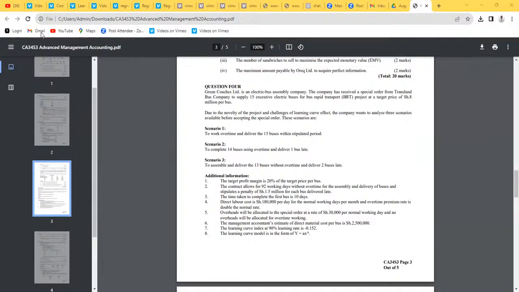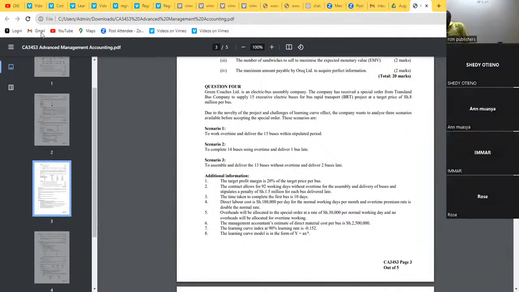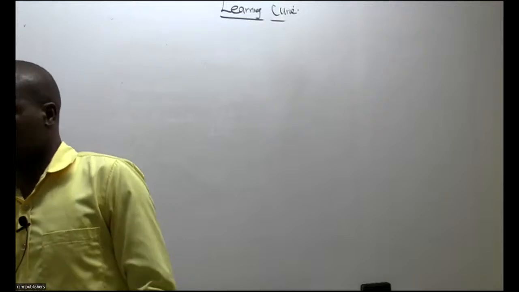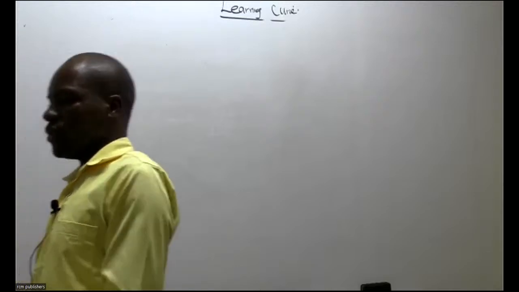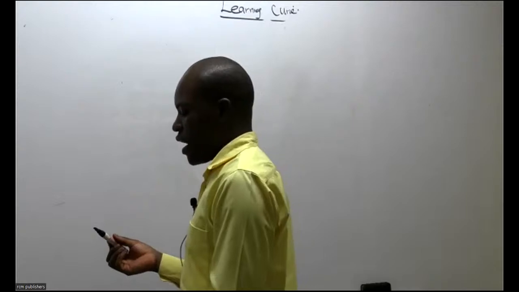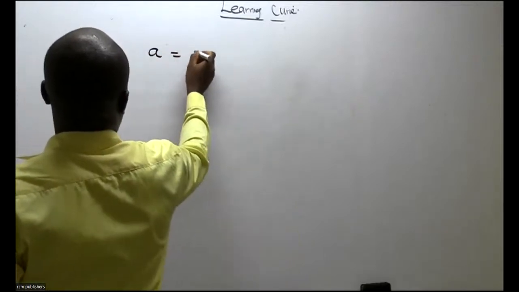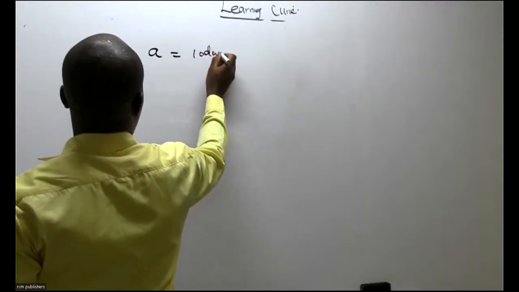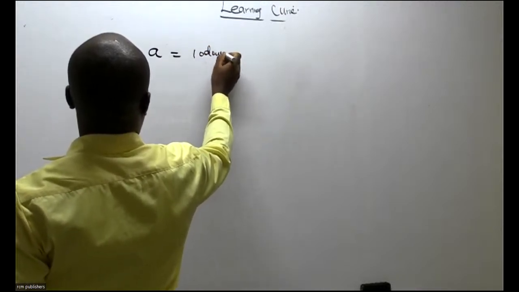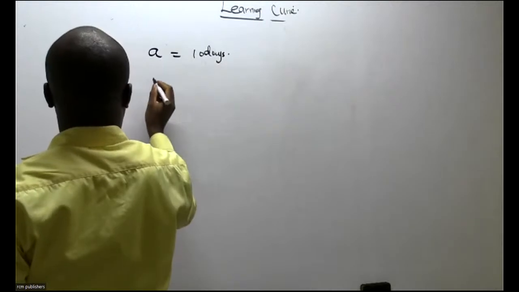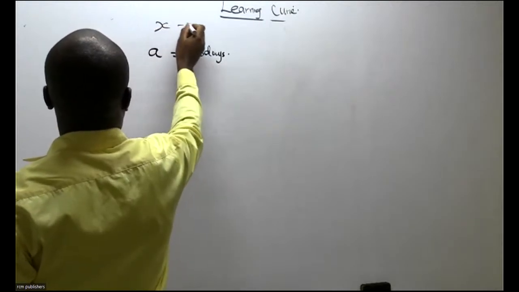Scenario number one. We are being told that the number of days taken to produce one bus is equivalent to 10 days. These people are required to produce X, which is 15.